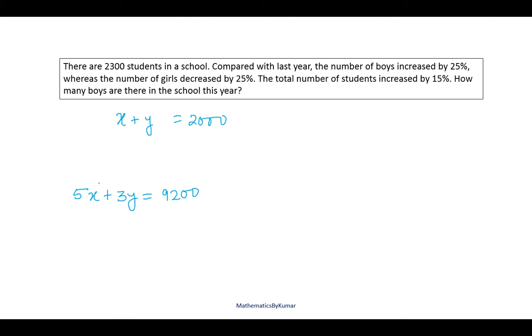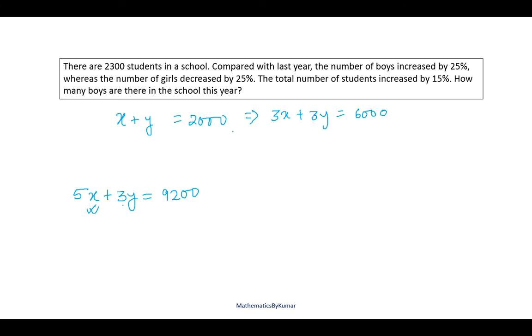Now see, we are looking for the number of boys this year. So the value that is important to us compared to x and y is actually x. So we want to use these two equations to get rid of y. The easiest way to solve these kind of equations is to make the coefficients of y the same in both the equations and then eliminate that by subtraction. So one way I can do this is if I multiply this whole equation by 3. So this equation becomes 3x plus 3y equal to 6000.